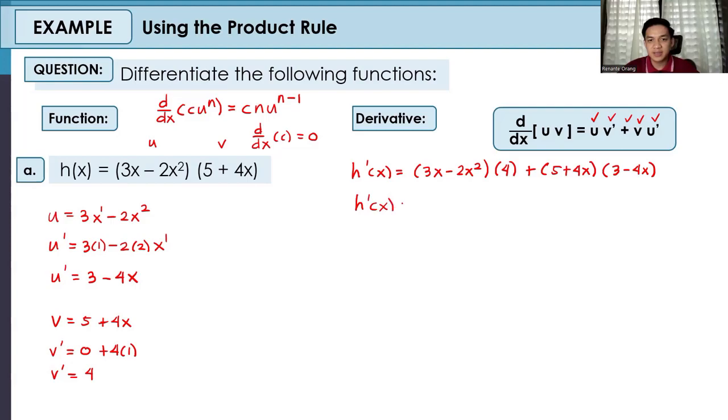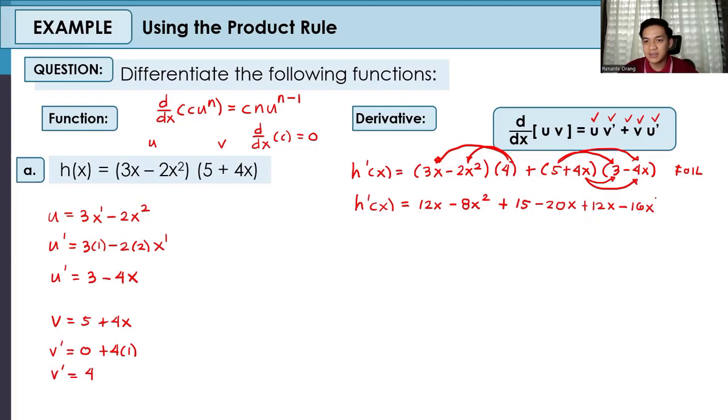H prime of x is equivalent to, eto, distribute natin sa loob. 3x multiplied by 4, that is 12x. Minus 2x squared multiplied by 4 is 8x squared. Plus, so lagyan natin ng plus. Eto, gagamitan natin ng FOIL method. FOIL. 5 multiplied by negative 4x, that is negative 20x. 4x multiplied by 3, that is positive 12x. And then 4x multiplied by negative 4x is negative 16x squared.